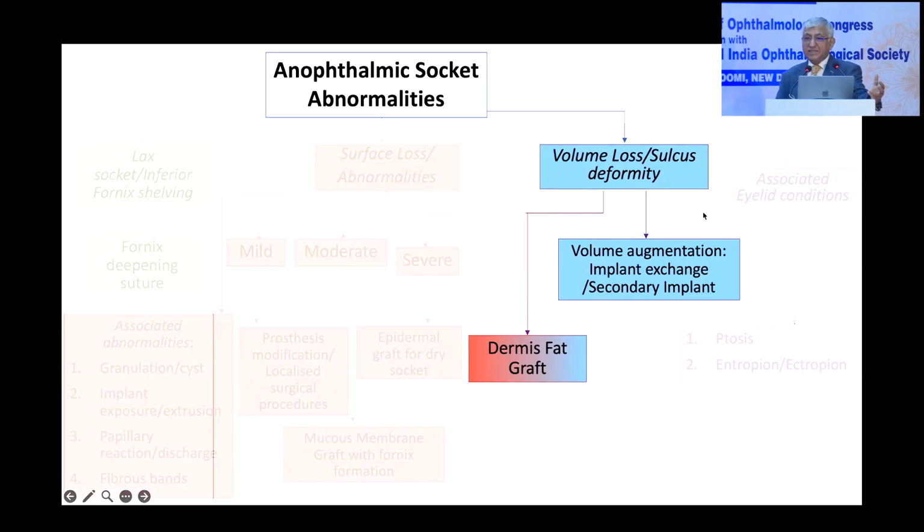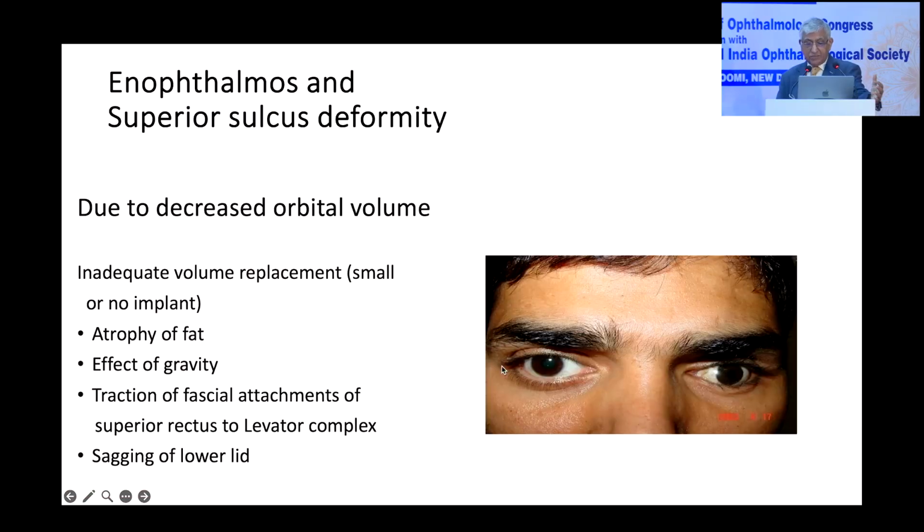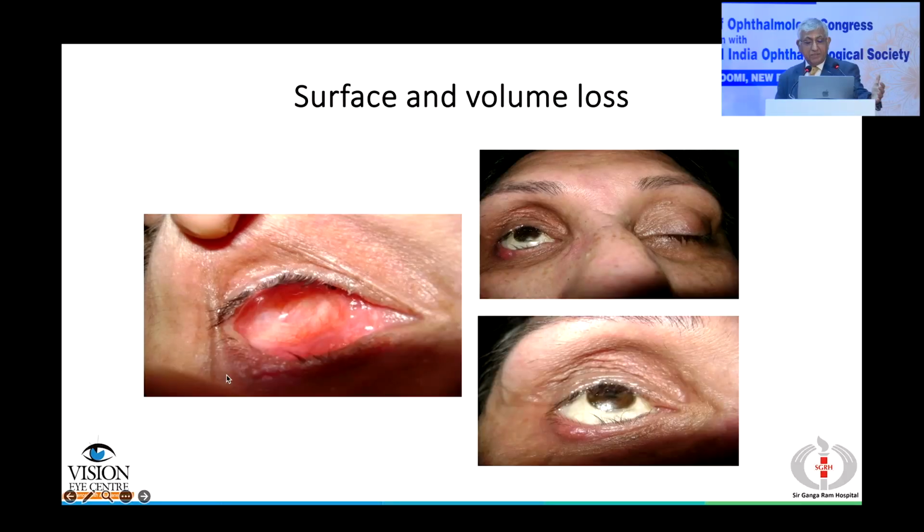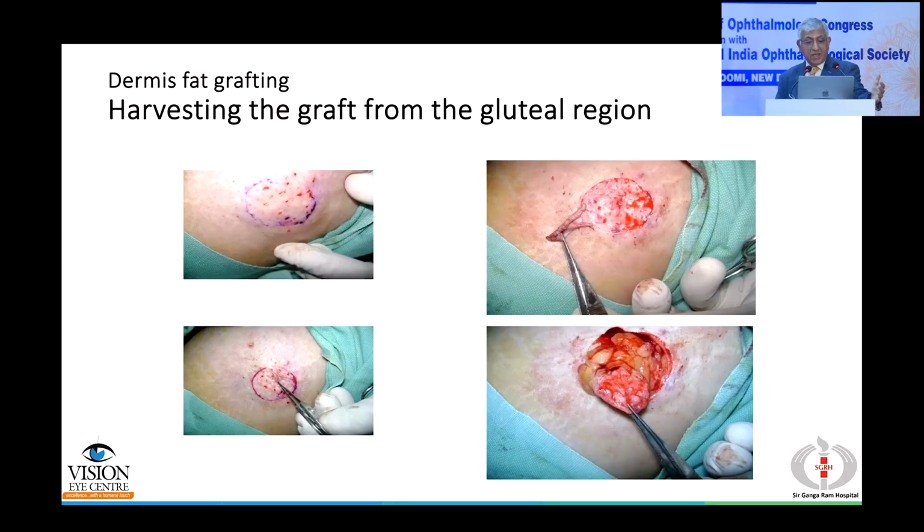Now, volume loss is the other major problem, and this is where you either need augmentation, or if there is a surface problem as well, then dermis fat graft is a good option. So a decreased orbital volume may occur because you placed a small implant, or atrophy, or gravity that we have spoken about. And here, this is a dermis fat graft that you take from the lateral aspect of the hip, in an area which is not dependent, which you don't need for sitting.